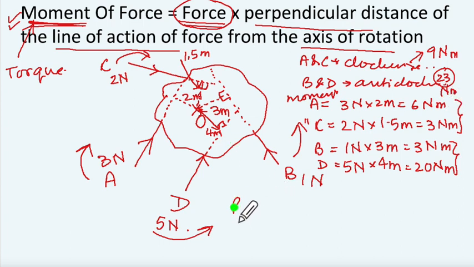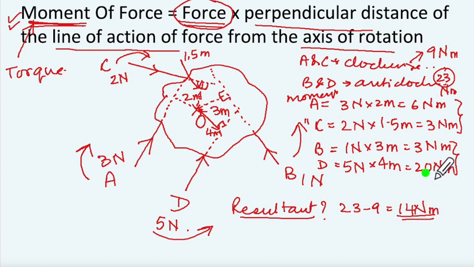So what will be the resultant? 23 minus 9, which is equal to 14 Newton meter. And the direction will be, because the bigger number here is the anti-clockwise moment, it is going to be anti-clockwise.